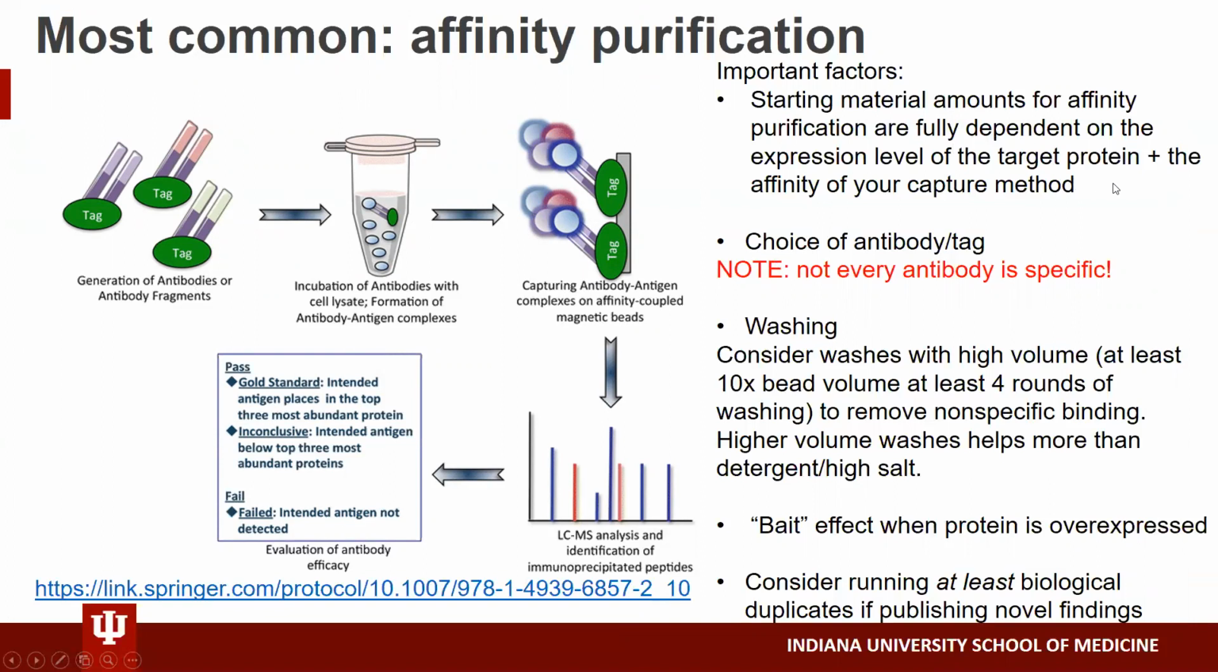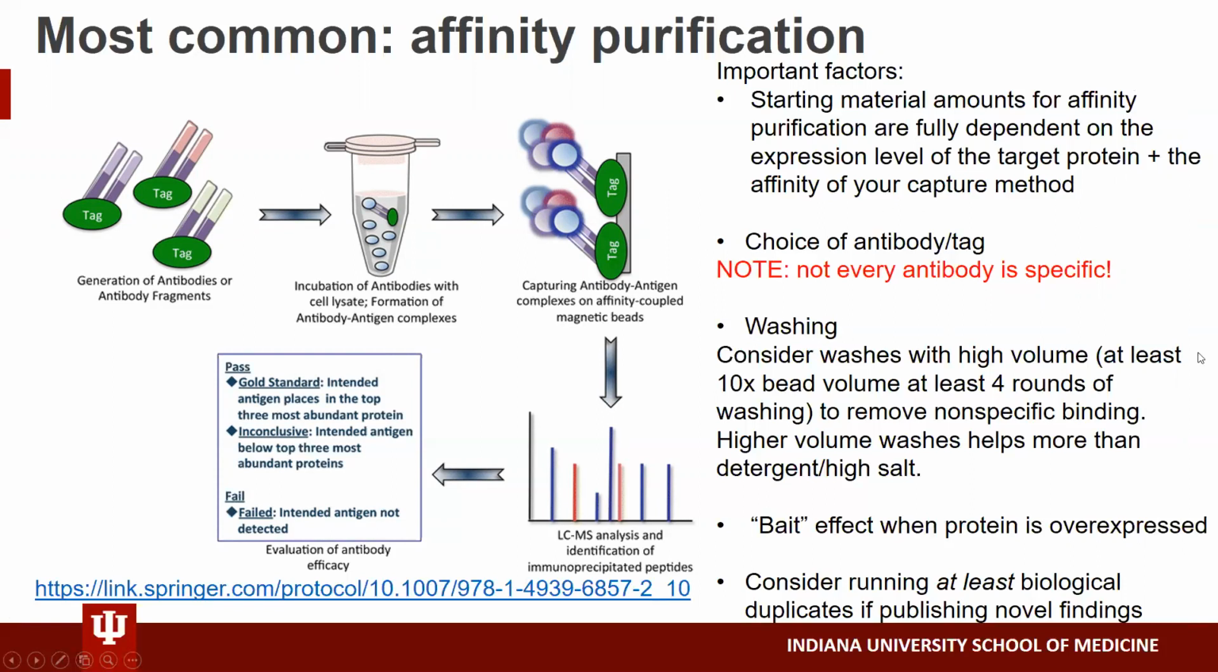Again, it's very important that you think about how your starting material for this affinity purification is fully dependent on the expression level of the target protein in the system and how well your capture method works. If something is in your sample but at very low abundance, you may have to start with a lot of sample prior to your pull down. Even though mass spec is a very sensitive method, you need to pull down some of it.